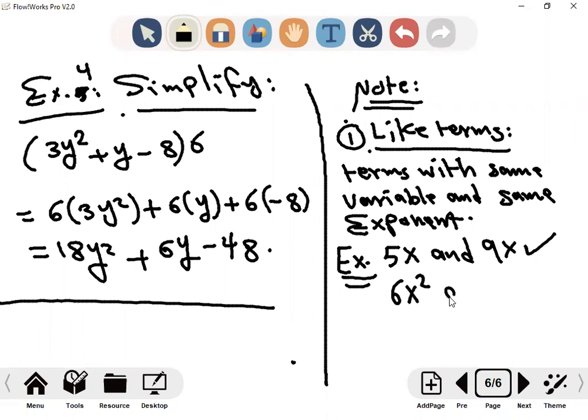6x power 2 and 6x. X power 2 and x power 1. Same variable, but they don't have the same exponent. So here they are unlike, meaning I cannot add 6x power 2 and 6x. I cannot subtract them. I can multiply them, I can divide them. Okay? I'll write this note also. Note 1. I'll go to note 2.